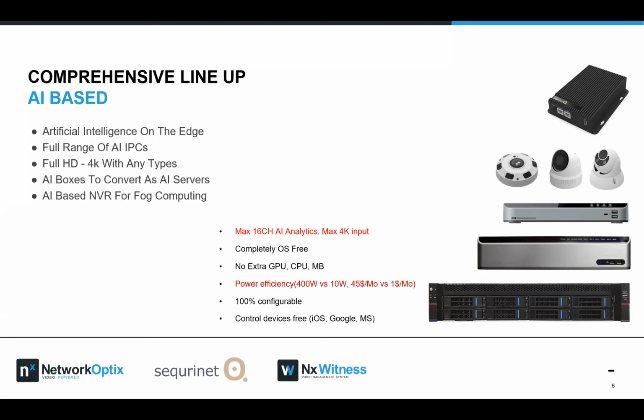And the other one, especially versus server-based types of AI systems, is the power efficiency of the AI box. A quick calculation of a server-based system consuming 400 watts versus our AI box consuming 10 watts makes a difference of roughly $44, $45 a month in power consumption. So especially in the larger installations, that's something that people are taking more and more into account, also thinking about the green labeling that people like to put forward.